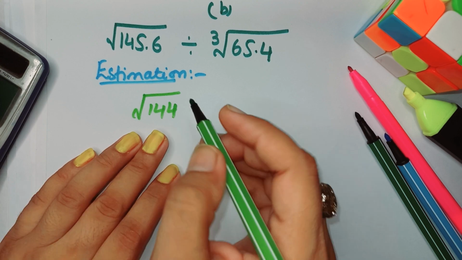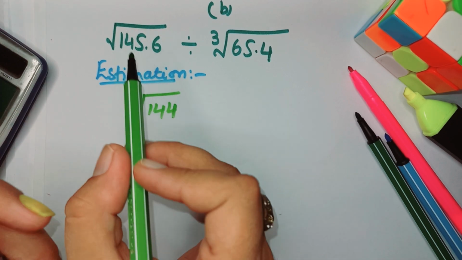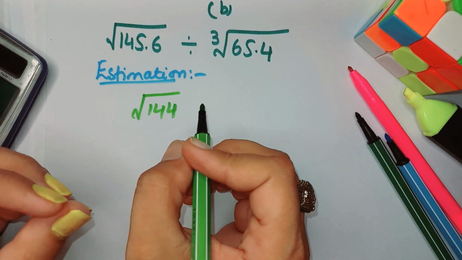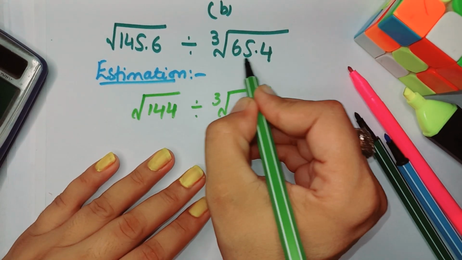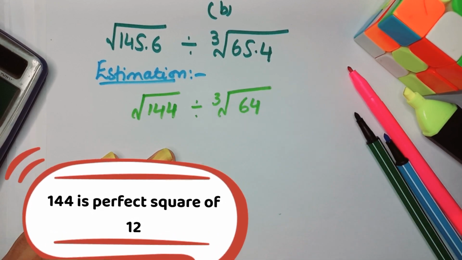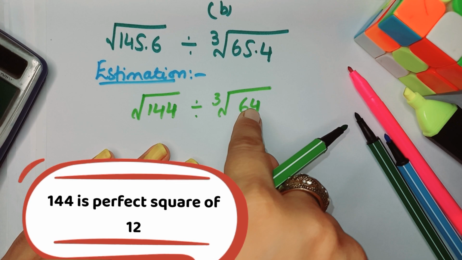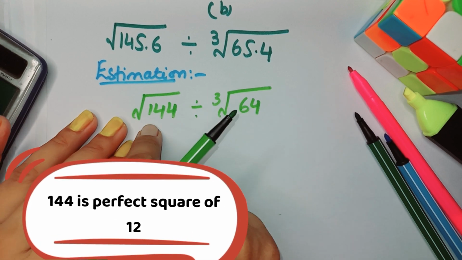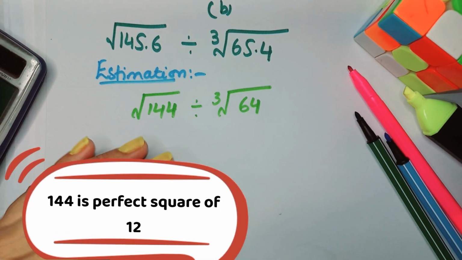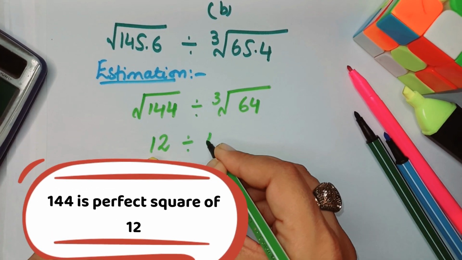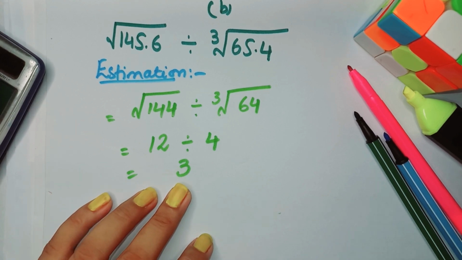Why? Because it's the nearest perfect square. It's a square root, so I'm writing the nearest perfect square, that's 144. Similarly, here we have a cube root, so I am writing the nearest cube, that is 64. That's the cube root of 4. And 144 is the perfect square of 12. So here we get 12 and here we get 4. Now, when I divide it, I got 3.